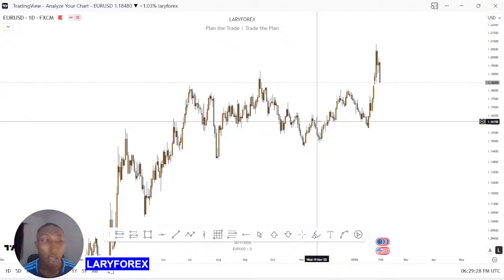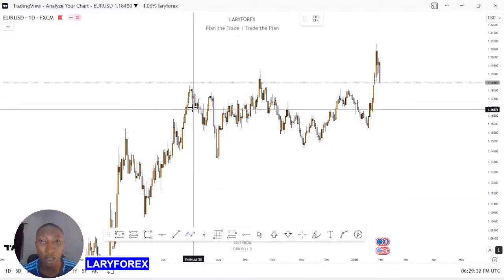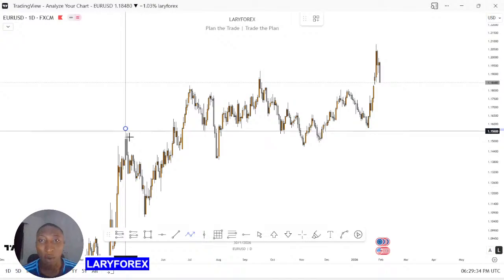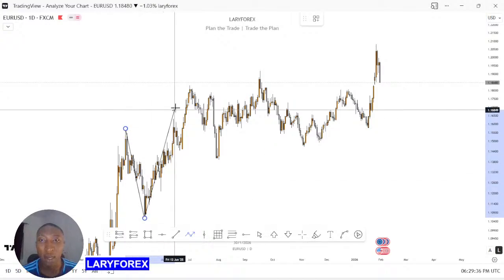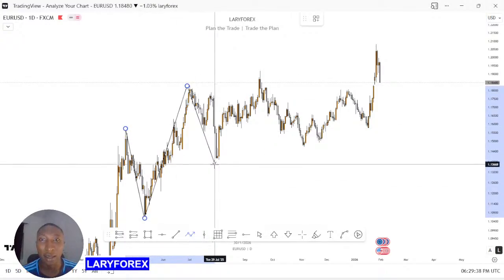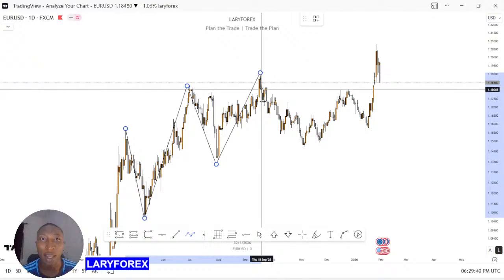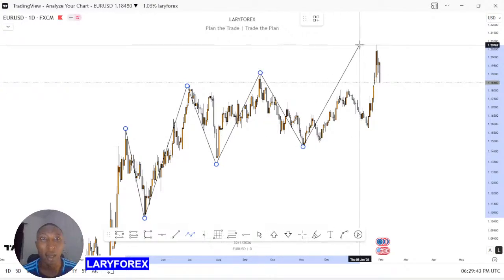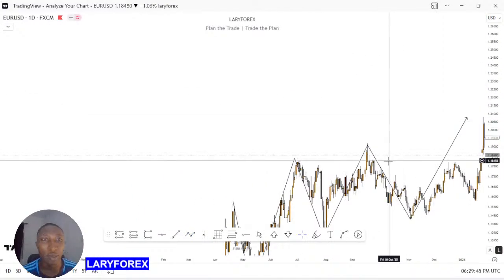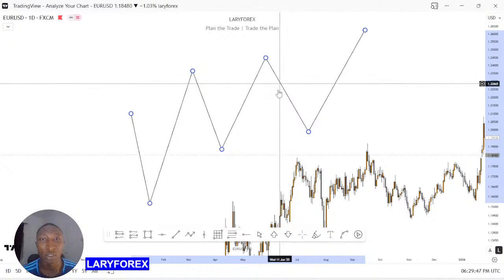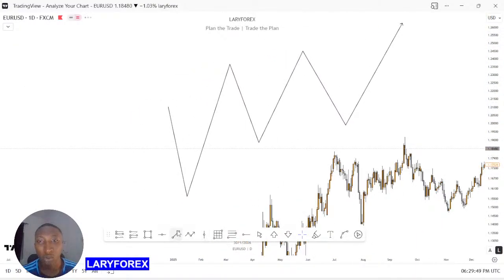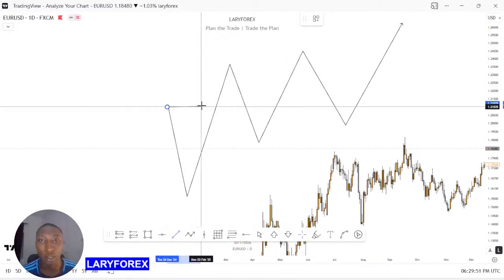All right, why do I say so? From here you see that we have our high here, then our lower high, our higher high here, our lower high here, our higher high here, our lower high here, and our higher high here. Now let me bring it on a plain surface for you to see. Are you guys seeing? So now we have our break of structure one here.